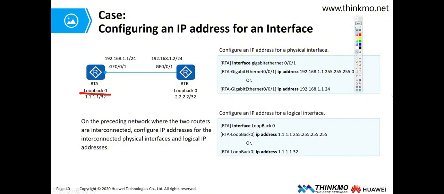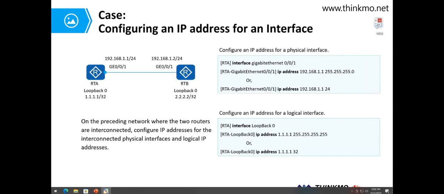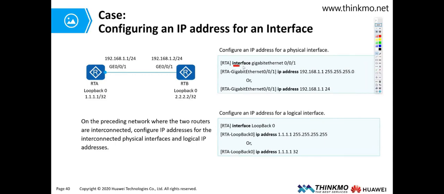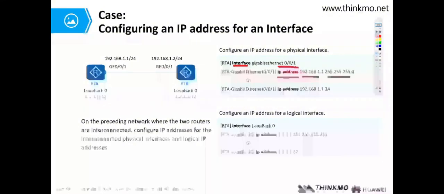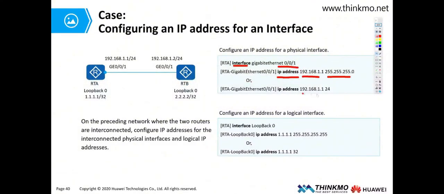Now, if we want to assign an IP address to a physical interface in the future, we need to access the physical interface. For the interface G0/0/1, we configure the IP address here. The IP address includes a subnet mask, which we can write as 255.255.255.0, and can also be written as 192.168.1.1. Following that, you add its subnet mask.